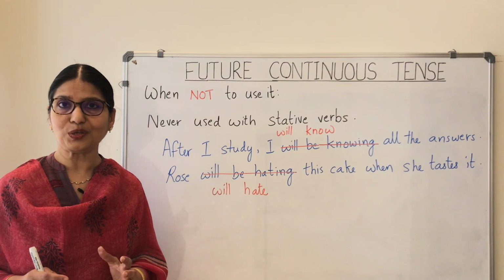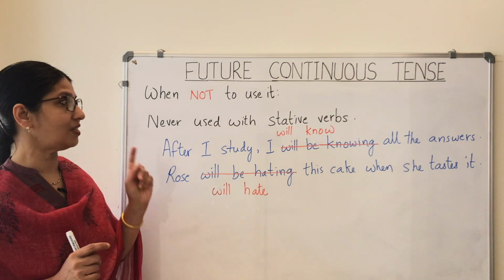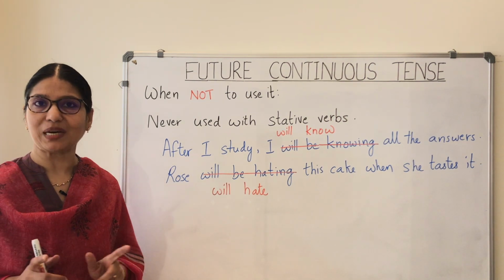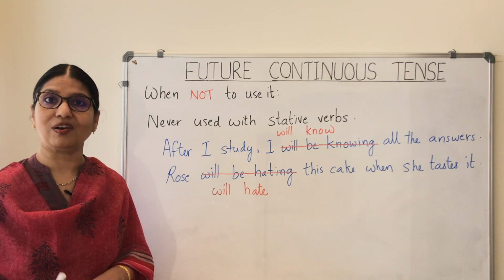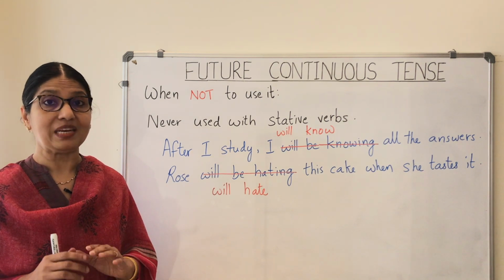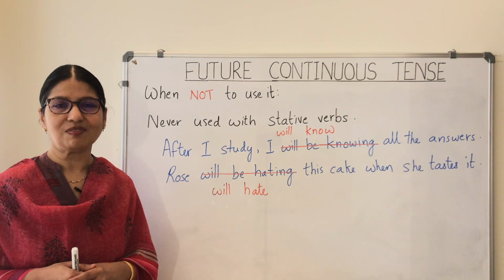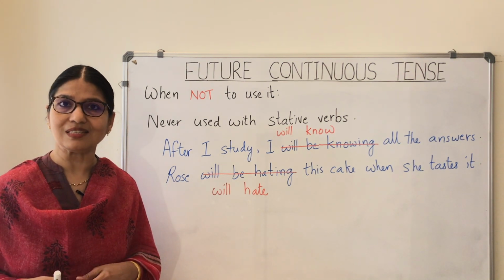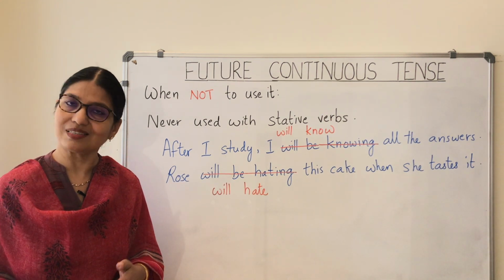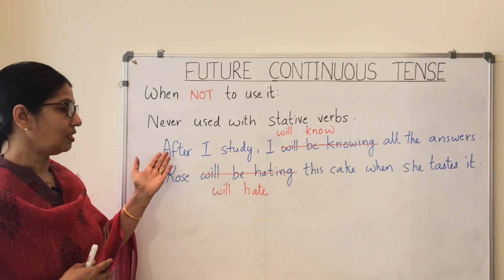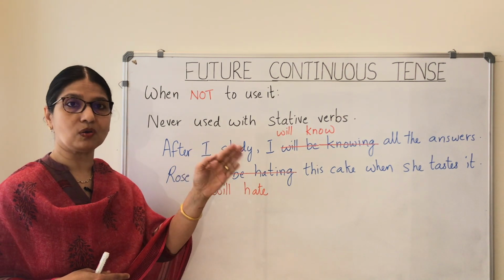Now that you know when to use the future continuous tense, it's equally important to know when not to use this tense. So keep in mind that future continuous tense is used only with dynamic or action verbs. We never use it with stative verbs. So what are stative verbs? Verbs that refer to emotions, feelings, thoughts, opinion, or ownership, possession, etc. are called stative verbs.